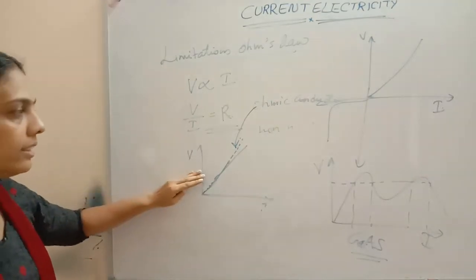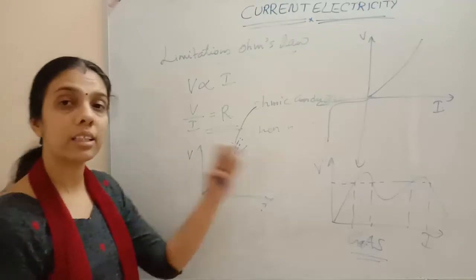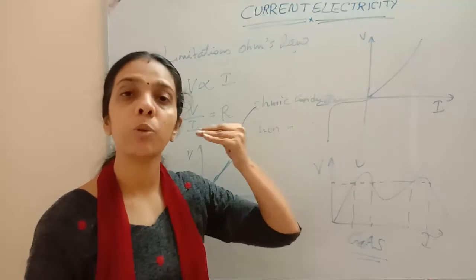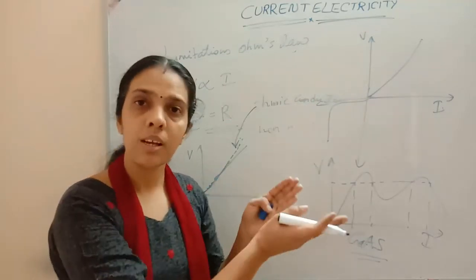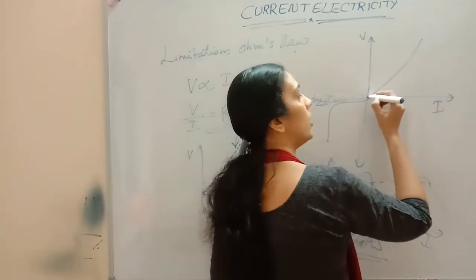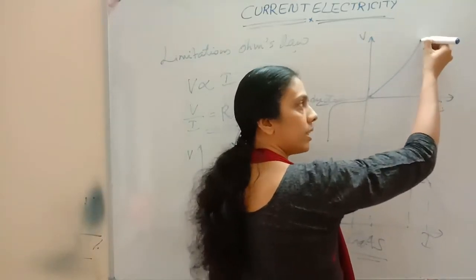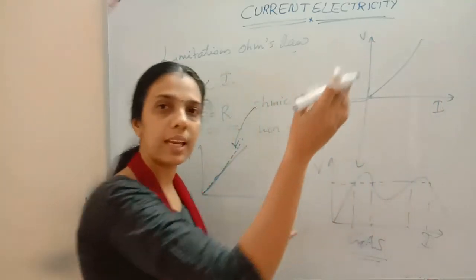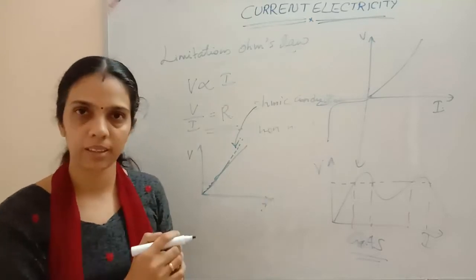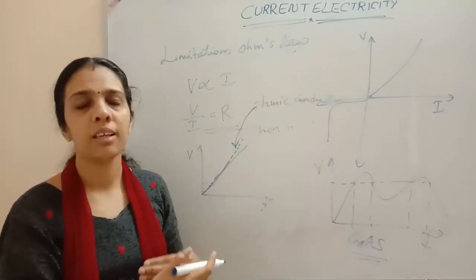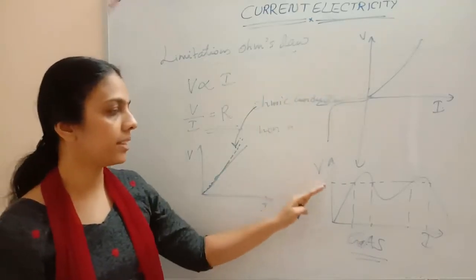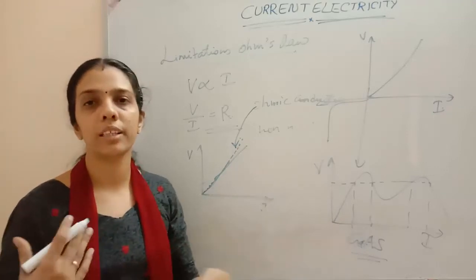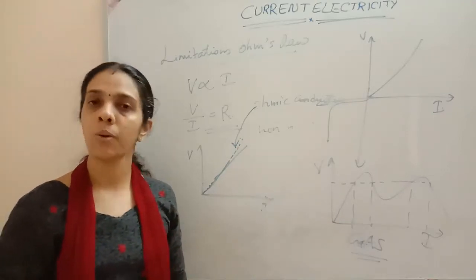Clear? So linear proportionality won't exist for higher values of current, and when we are reducing the current, it won't come through the same path. While we are increasing the current, the voltage was increasing, but while we are reducing the current, it won't come through the same straight line. It won't retrace its path. It will adopt a different path. That is a limitation of Ohm's law. And in the case of gallium arsenide, for the same voltage we will be getting more than one current value. That is also another drawback.